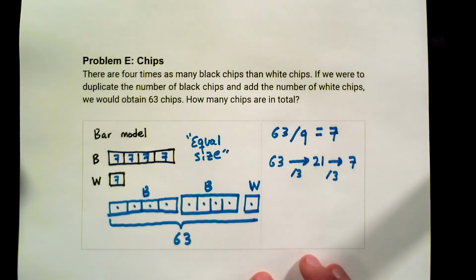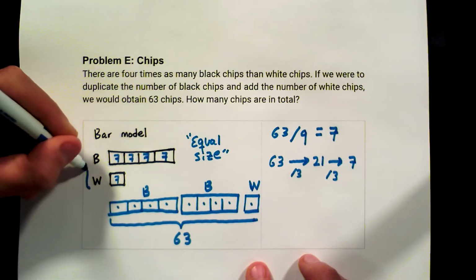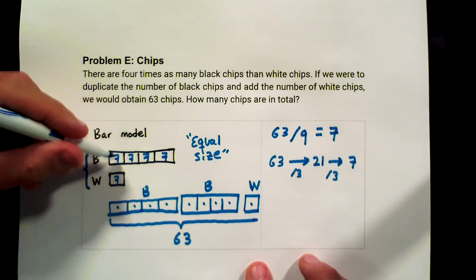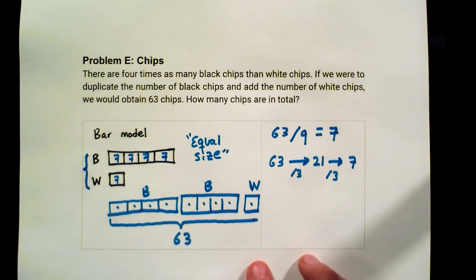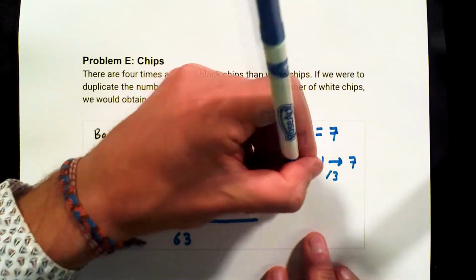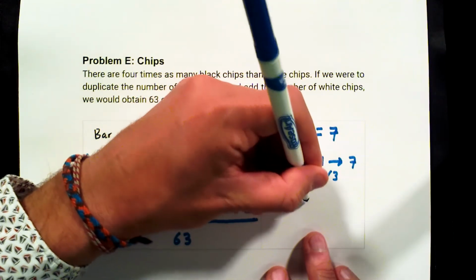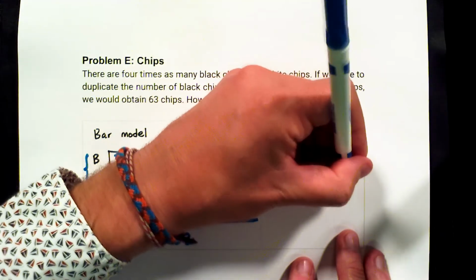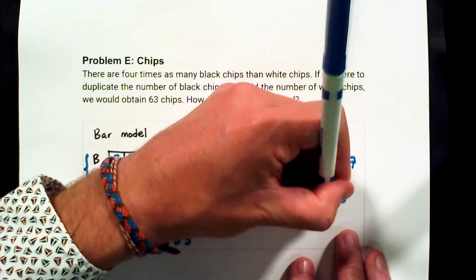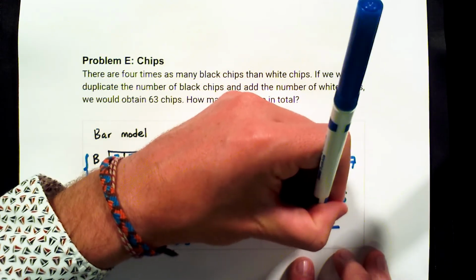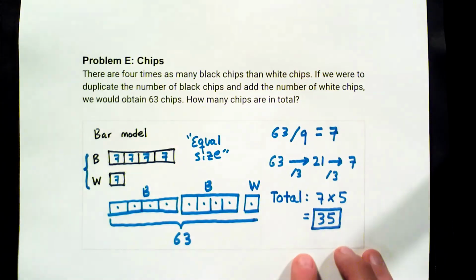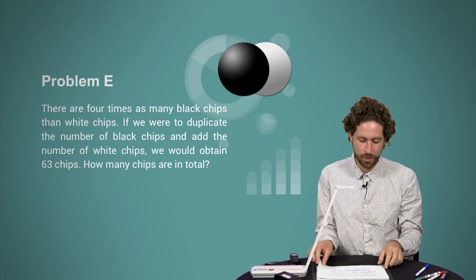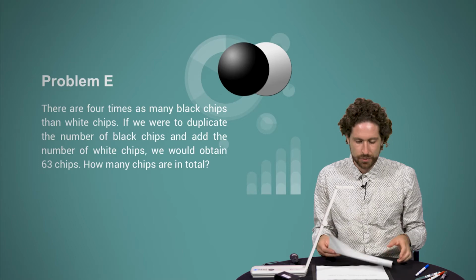The question is, how many chips are in total? That's easy also. We just multiply 7 times 5, because when I add black and white, I would have 5 times 7. So let's write that. Total: 7 plus 7 plus 7 plus 7 plus 7, or 7 times 5, equals 35 different chips in total.